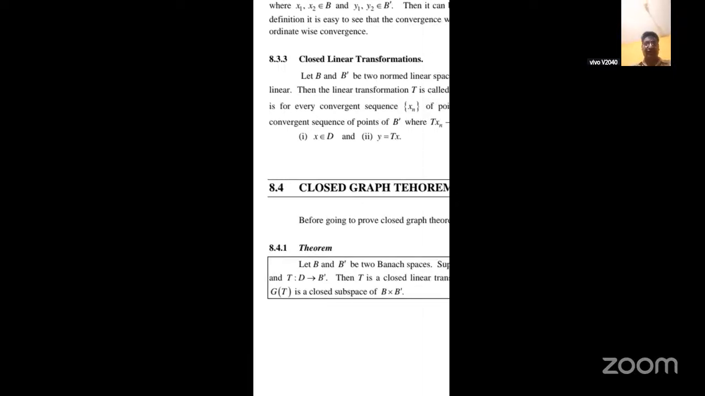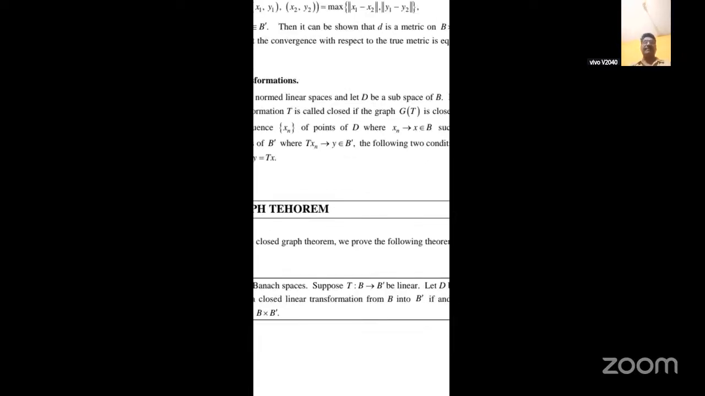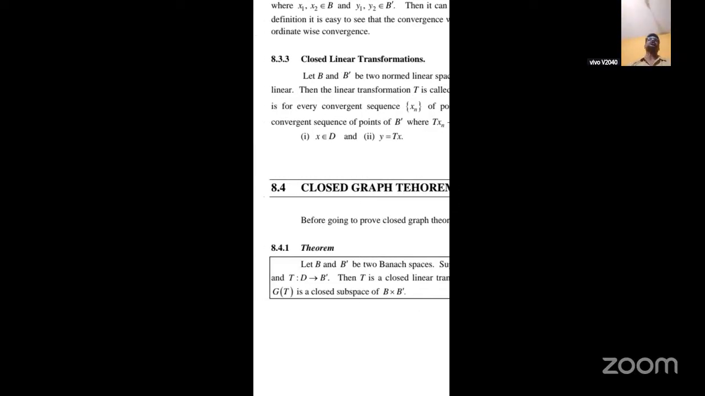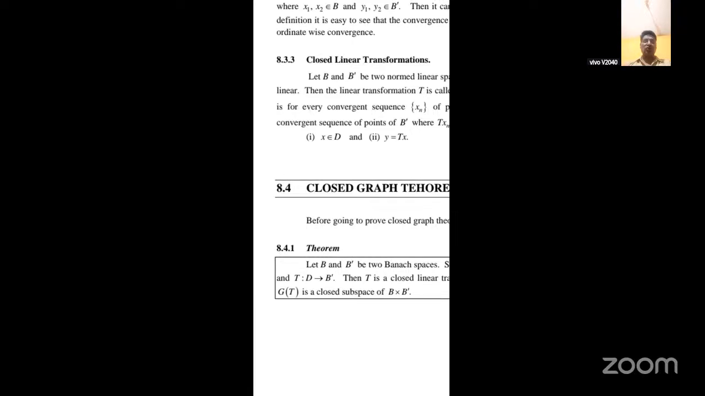Now here, the statement of the closed graph theorem is: there are two Banach spaces. According to these Banach spaces, we must define the transformation, the mapping T defined from D to B dash. Here capital D is a subspace of the Banach space. Then the transformation is a closed linear transformation from B into B dash if and only if the graph is also closed. Graph means G of T is closed. So the sufficient part is: when the graph is closed in B cross B dash, then automatically the linear transformation is also closed. Okay. So that is the statement of the closed graph theorem.